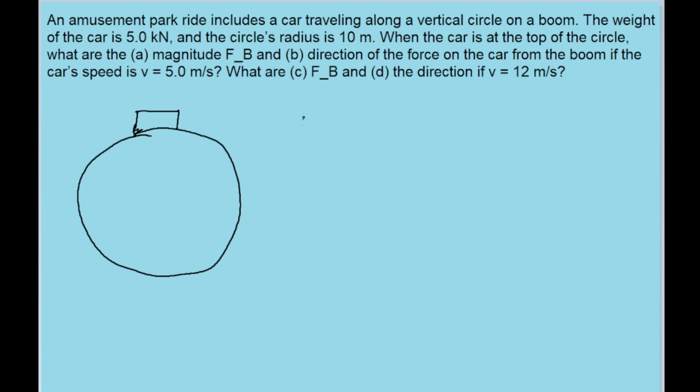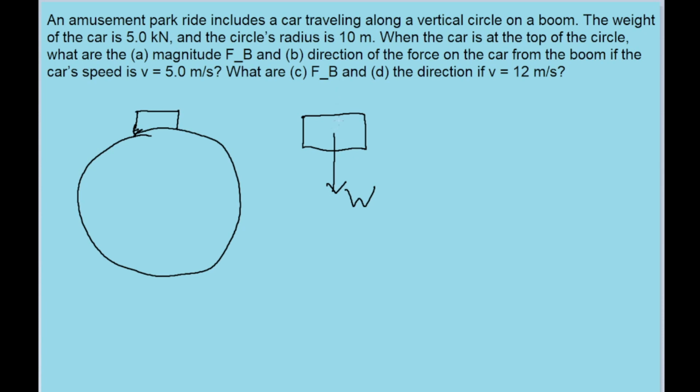So if we were to draw a little free body diagram here, we know what its weight is going to be. It's going to be a downwards force, and we're told what the weight is. It's going to be 5.0 kilonewtons, or 5,000 newtons. I'm just going to write that as the weight of the car.